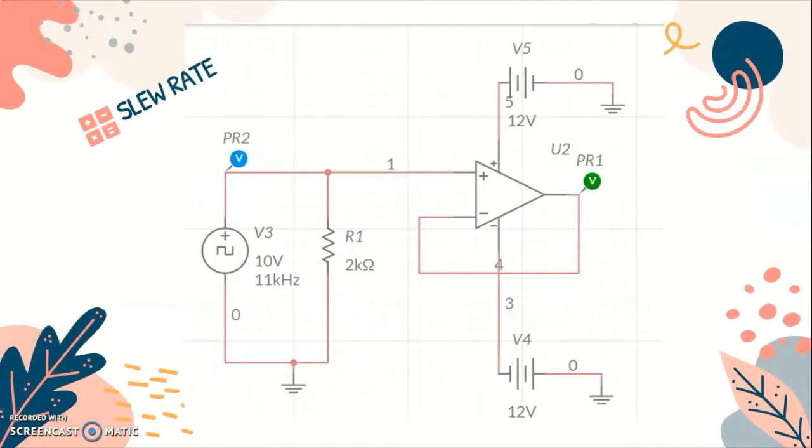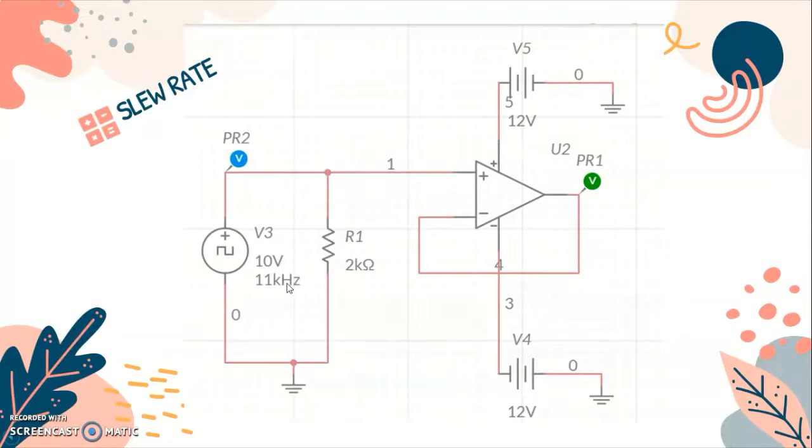Okay, this is the circuit regarding slew rate. Slew rate of the operational amplifier can be defined as the maximum rate at which the output of the operational amplifier can change. Or in another way, we can say how fast the operational amplifier is able to respond. So let's say we have one operational amplifier which is configured as voltage follower. That means the output of the operational amplifier will follow the input signal.